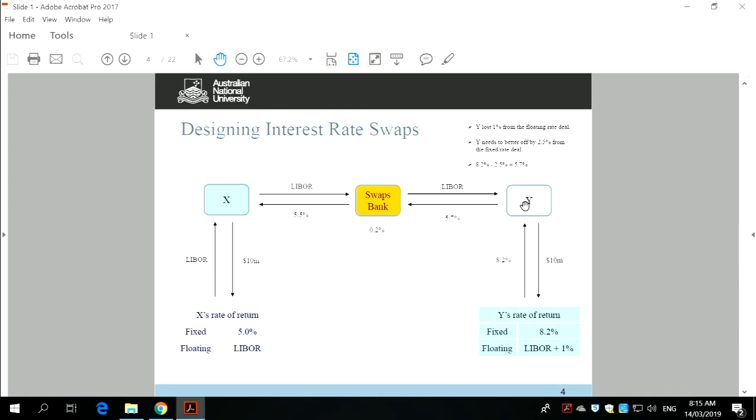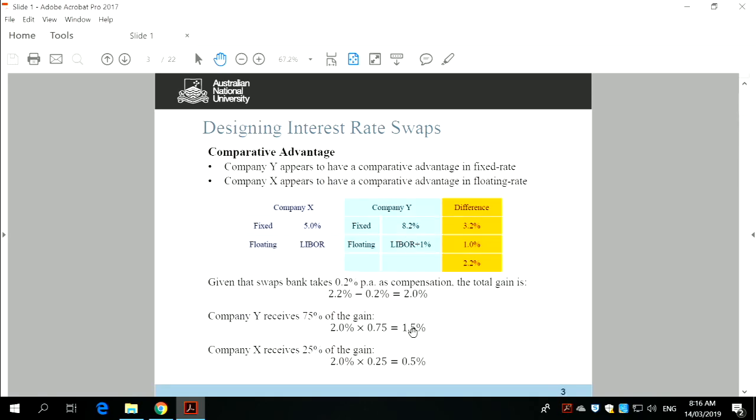Now, because Y wants the floating rate, Y gets the floating rate from X. Now it's time for Y to pay the fixed rate to X, right? So that's part of the deal. Now it begs the question, how much to pay? How much to pay to the swap bank, and how much should the swap bank pass on to Y? So the question of how much is that we have a target here. Y should be better off by 1.5%.